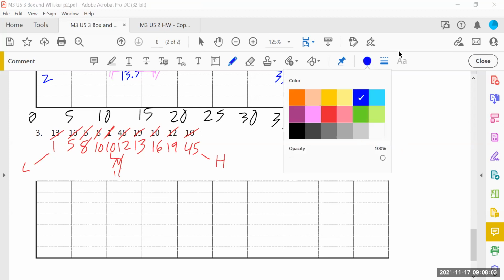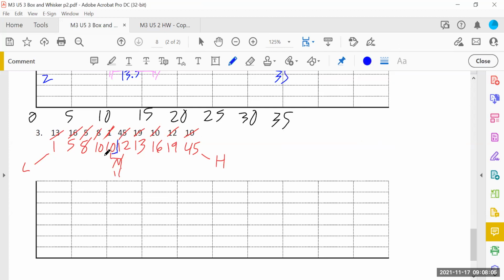Now I can look at the lower half, right? The 11 isn't included because it's my median. My lower half, though, has a middle number of 8. 8 is my Q1. Upper half has a middle number of 16. 16 is my Q3.